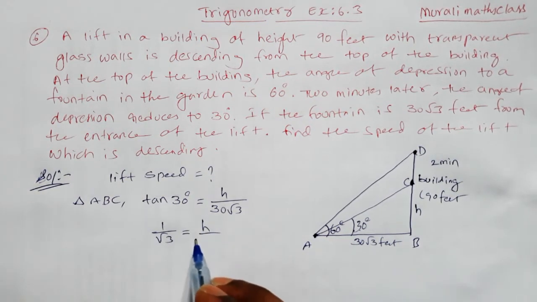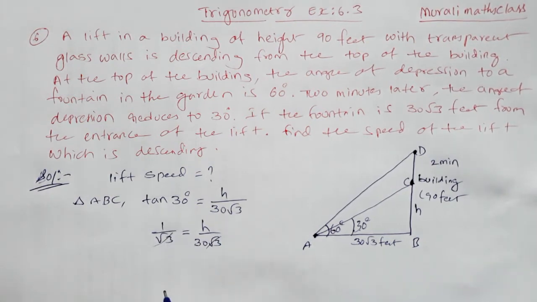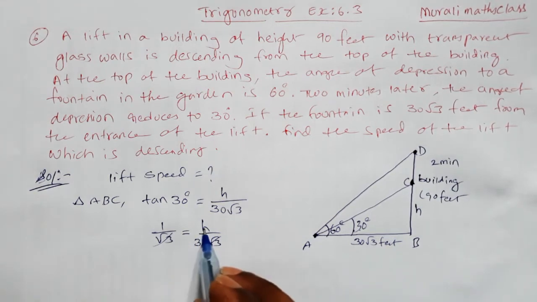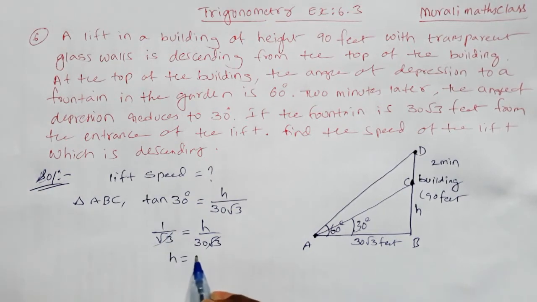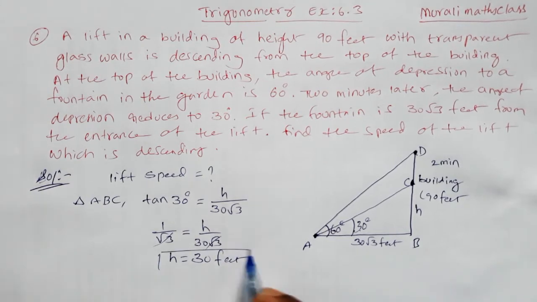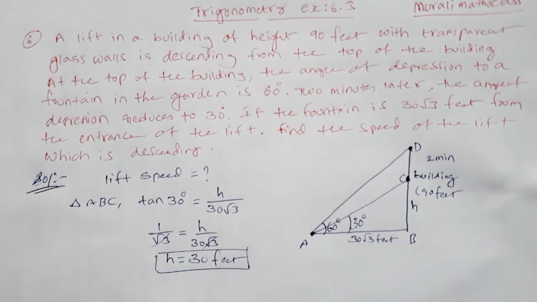So H by 30 root 3 equals 1 by root 3. Then do cross multiplication. Here 1 will be there. H into 1 is H, 30 into 1 is 30. So the H answer is 30 feet. That is the H answer. Okay.